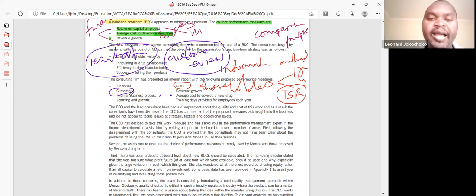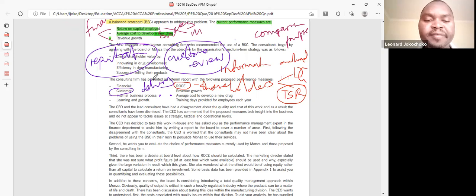We can also measure the time it takes to deliver a product. If a customer orders a product from the company, how many days does it take from the day of ordering to the day of delivering? We're measuring here how the company functions, not financially, but operationally.